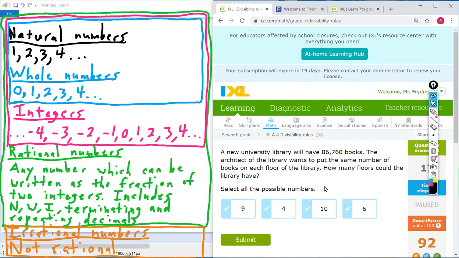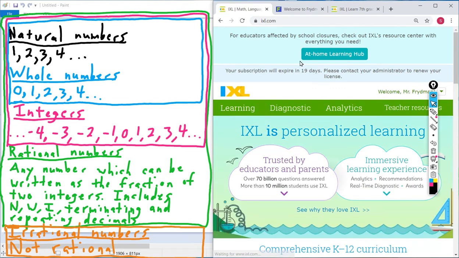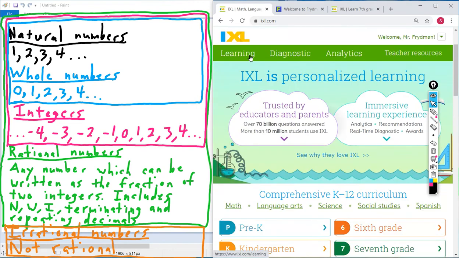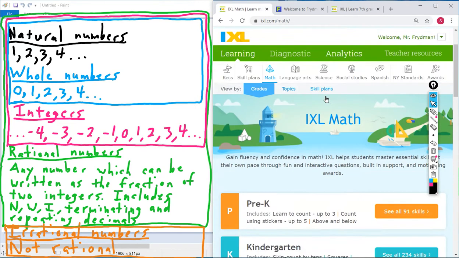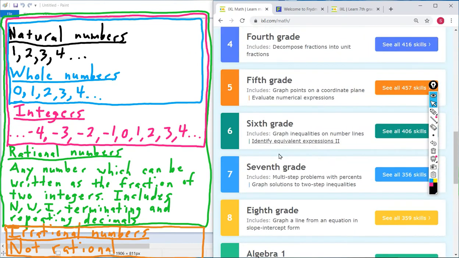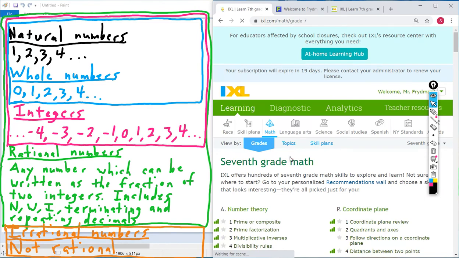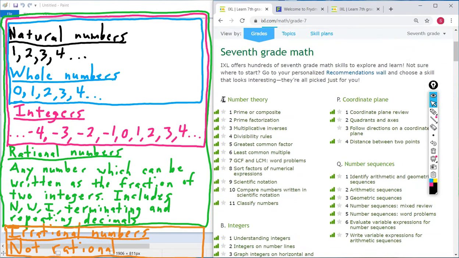Hi everybody, let's do IXL 7th grade A11. I'm in the wrong spot here. Here we go. So go to Learning, then go down to 7th grade, and then go down to A11, Classify Numbers.